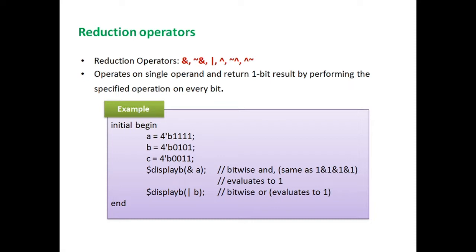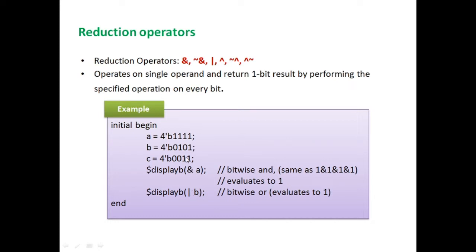Okay, so a equal to 4-bit binary 4 ones, b equal to 4-bit binary 0 1 0 1, c equal to 4-bit binary 0 0 1 1. If I want to perform reduction and on a, that means 1 1 1 1, all these bits are ANDed with themselves, like 1 and 1 and 1 and 1, it results in 1. And similarly, I am talking about the reduction operator: reduction and a, reduction or b.